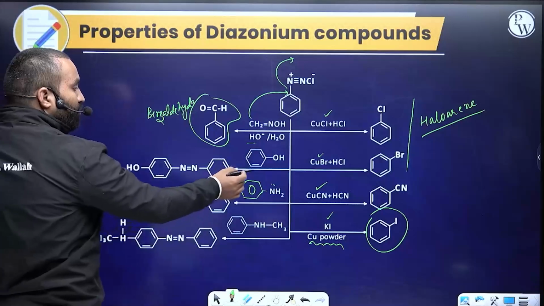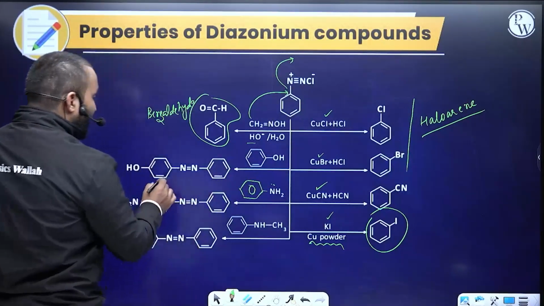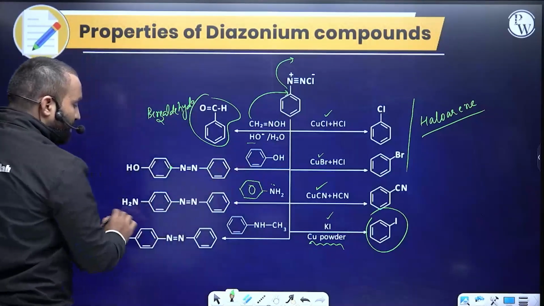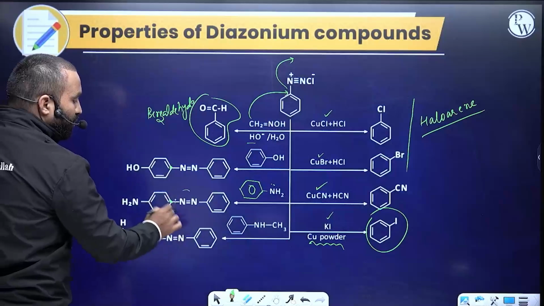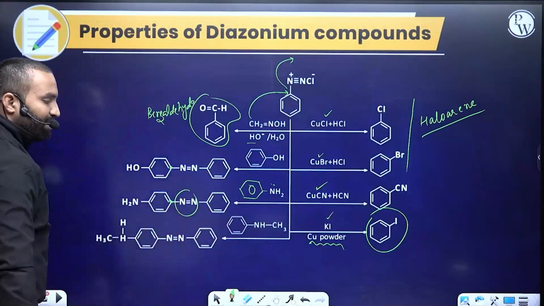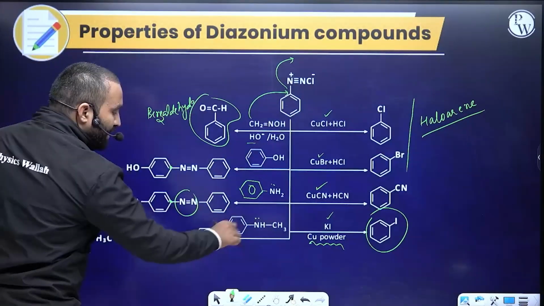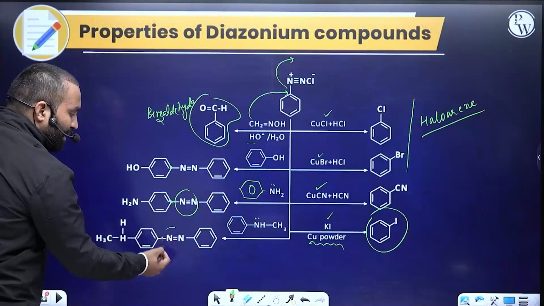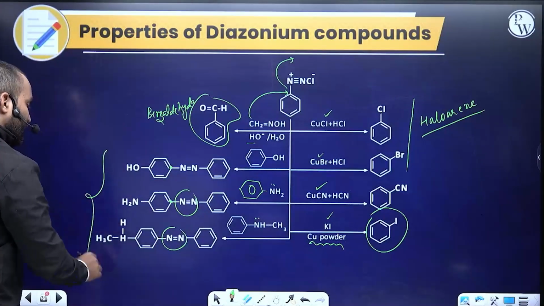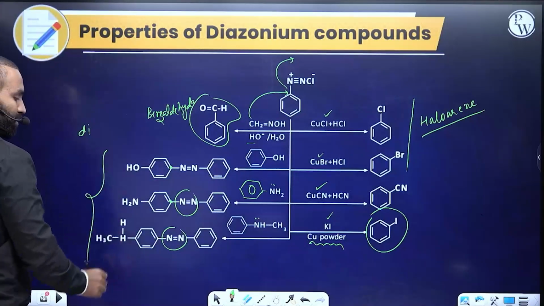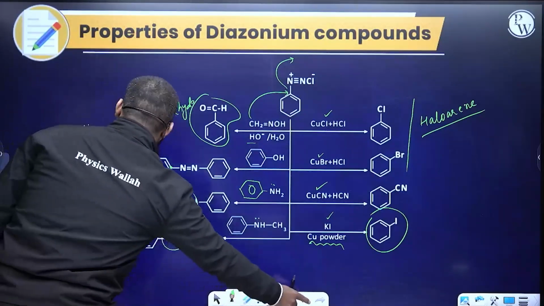So instead of earlier we had the para position of OH. Here again the para position of aniline will form nitrogen bond. Here also this is my secondary. This will again push the electron inside. There will be nitrogen bond. These all three are known as azo dyes.